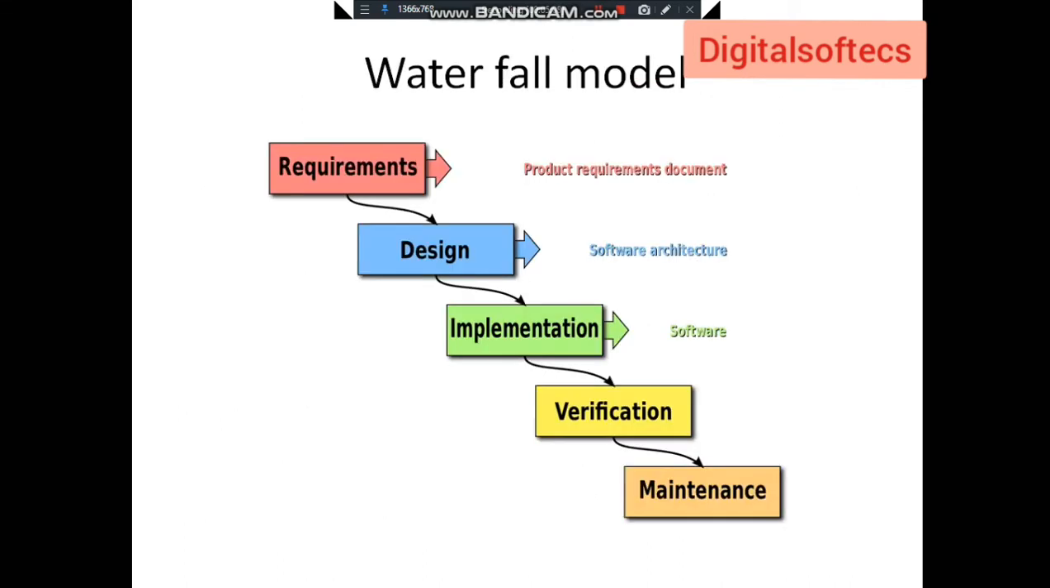We complete the step of requirements, then we move toward design. Then we complete the step of design, then we move towards implementation. We complete the step of implementation, we move towards verification, and when we complete the step of verification, then we move towards maintenance, because this is a rigid model, not a flexible model. We complete every step 100%, then we move towards the next step. This is a disadvantage of the waterfall model.